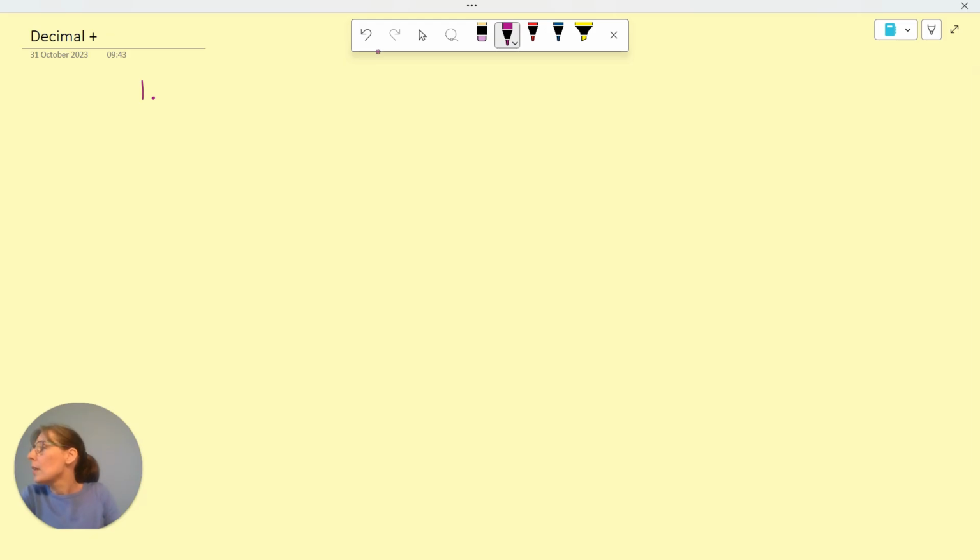So, number one, we're going to add decimals. So 0.5 plus 0.2. Okay, so that means we've got 5/10 and we have 2/10, and 5/10 and 2/10 makes 7/10.